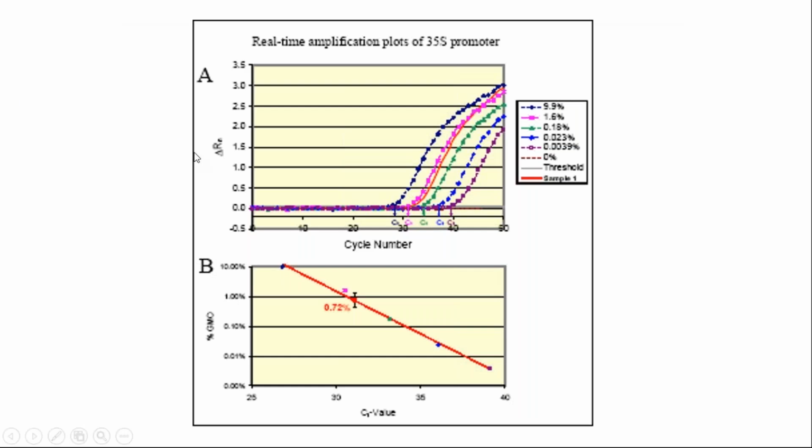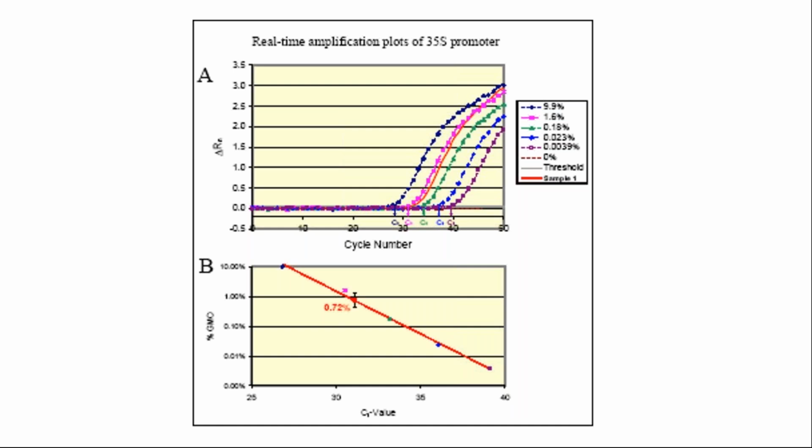So here is the amplification plot of the real-time PCR. So what you have over here is, this is 0%, this is 0% DNA. This next one is 0.039% of the GM DNA. The blue is 0.023, the green is 0.18, the cyan is 1.6, and this is 9.9%.